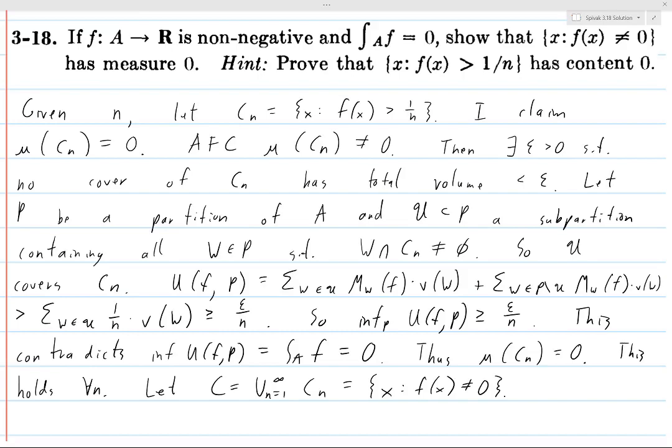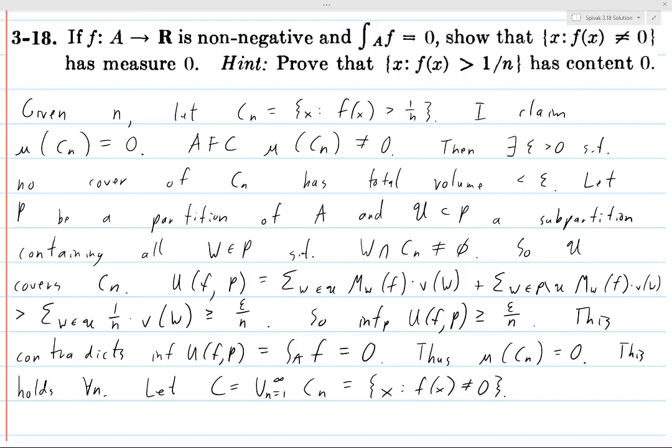Now for the other direction, take an element in C. Any element in C must be in some set Cn. So if you take x in C, this x is in some Cn. And Cn contains all points where f of x is greater than 1 over n. So f of this particular x is greater than 1 over n, and that's certainly going to be greater than 0, so f of x is not equal to 0. And so this x value is in the set on the right. And so therefore C is indeed equal to this set on the right.